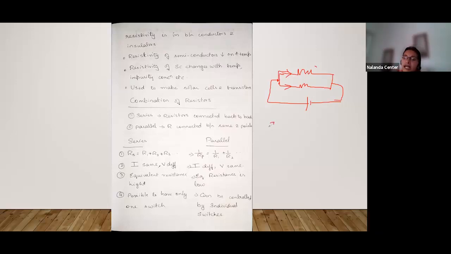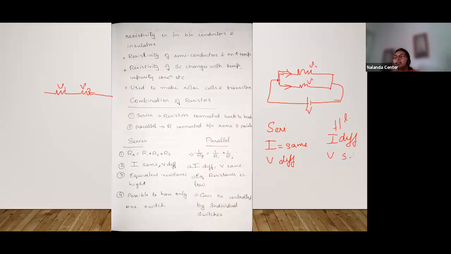Now in series, what happens? Series, current is the same. In parallel, what is going to happen? In parallel, current is different. Current is equal to water; water and current are synonyms. Now if current is the same, then the voltage is different across the resistances. This is going to have V1 and this is going to have V2. And when current is different, voltage is going to be the same. V is going to be the same as that of the battery.